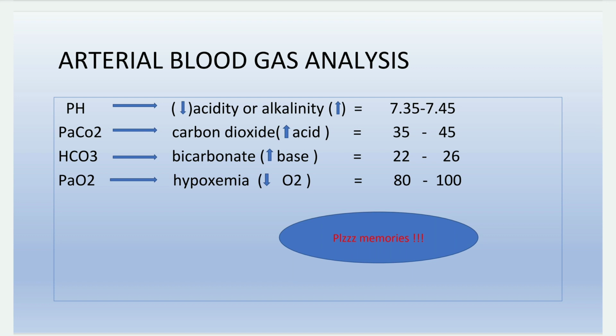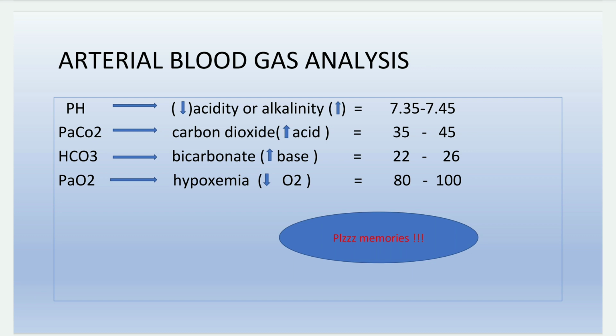Lastly, PaO2 or oxygen. This is also regulated by lungs. Normal value is 80 to 100. It is important to check the oxygen level, but to interpret the ABG, we do not need the oxygen level to know if it is respiratory or metabolic, but less oxygen tells you how hypoxic your patient is.